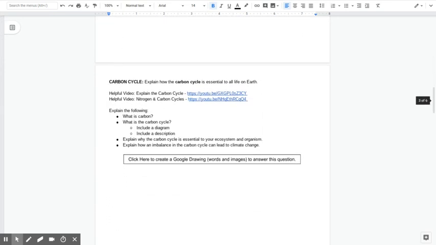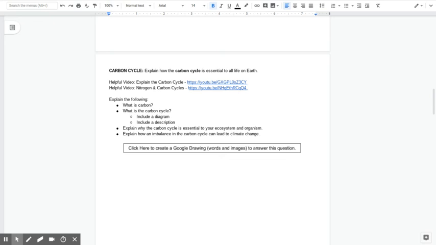The third section is on the carbon cycle. Carbon is an element, and it's the essential building block for all life. And so you'll be going through a chance to talk about what carbon is, talk about the carbon cycle, and how it's essential for ecosystems and organisms. And carbon can cause climate change. So talking about an imbalance in carbon can lead to climate change.